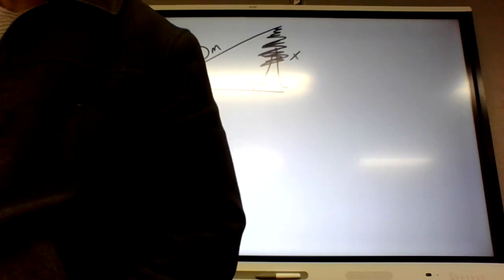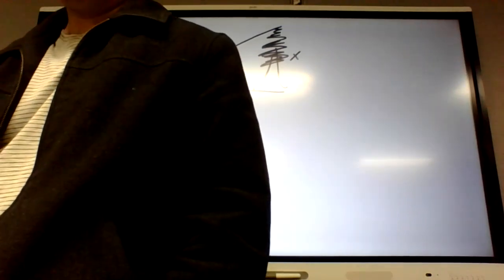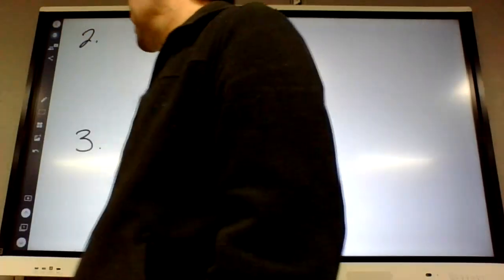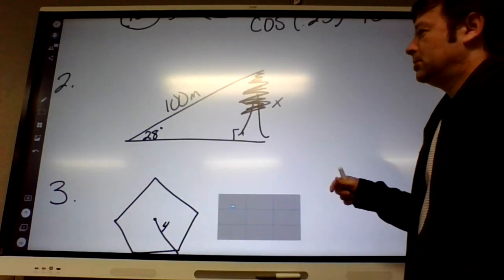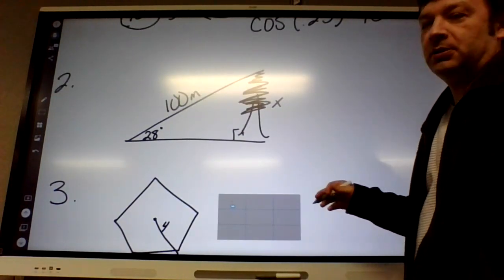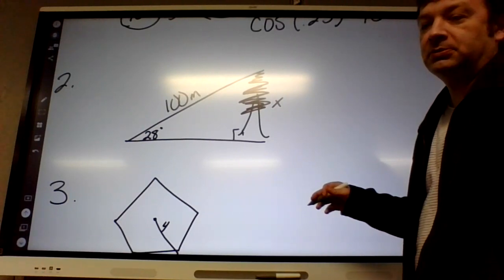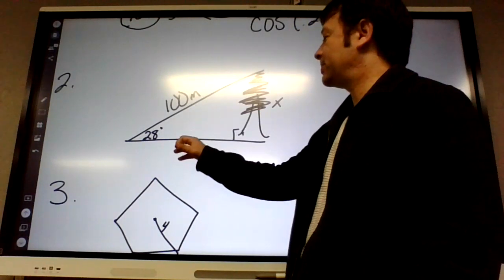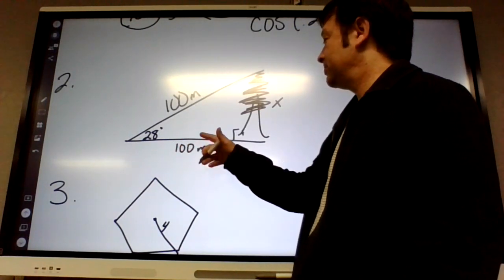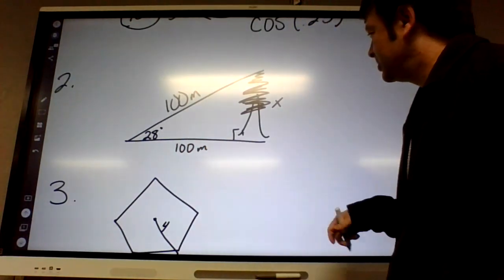Okay, did you guys get it? Let's see if I guessed right. What'd you get? I got 46.9. Me too. Okay, then I must have guessed wrong. They must have meant the bottom of the tree was 100 meters away.